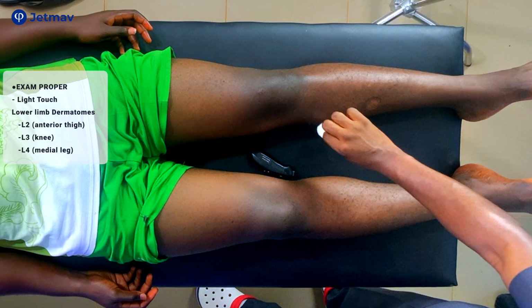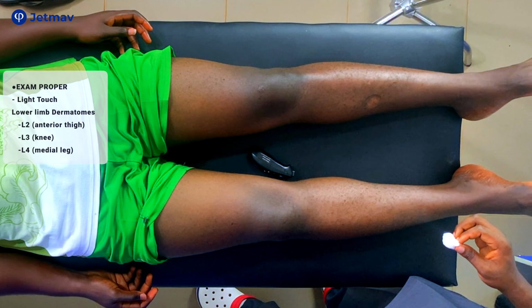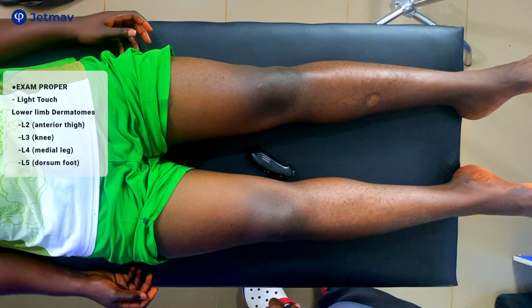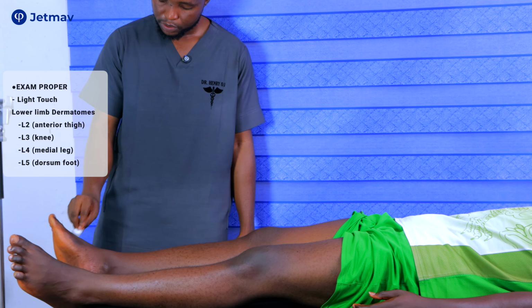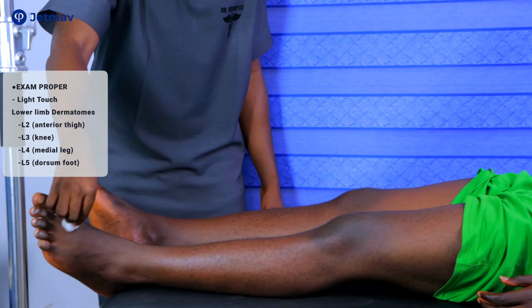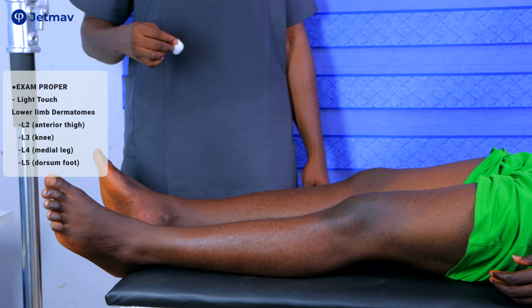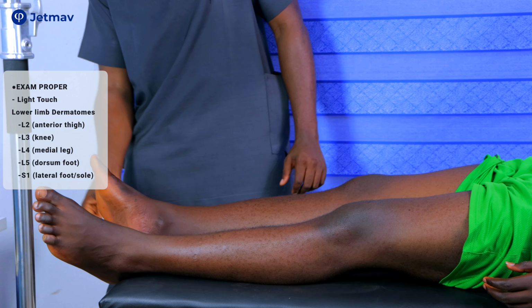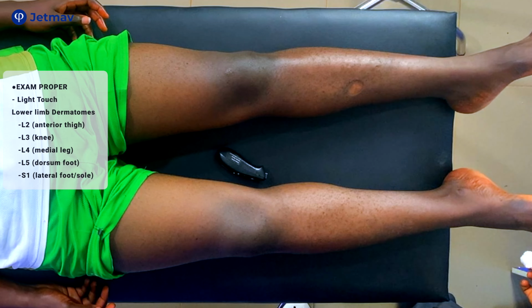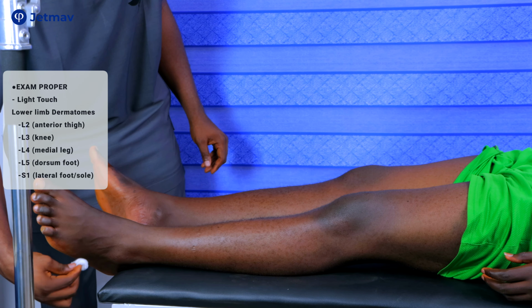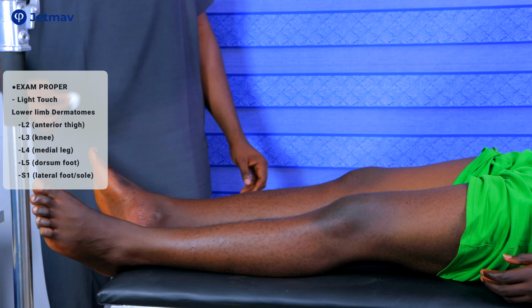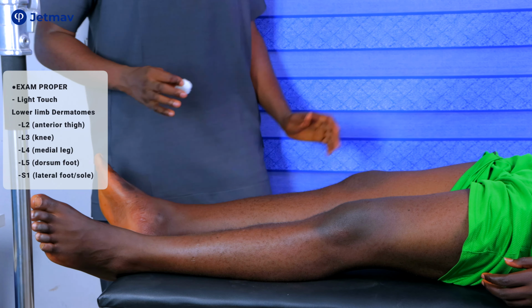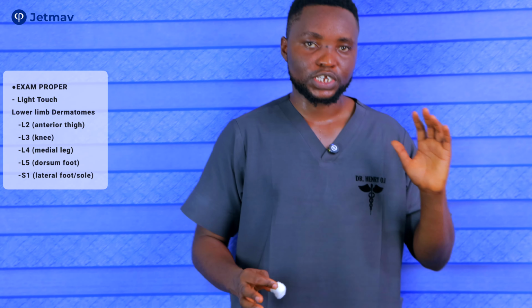Is it the same on both sides? We'll check the dorsum of the foot for the L5. Is it the same on both sides? Good. Then you check the lateral aspect of the foot for S1. Is it the same on both sides? Okay. So with this, we are done with checking for light touch in the upper and the lower limb. You can now open your eyes, sir.